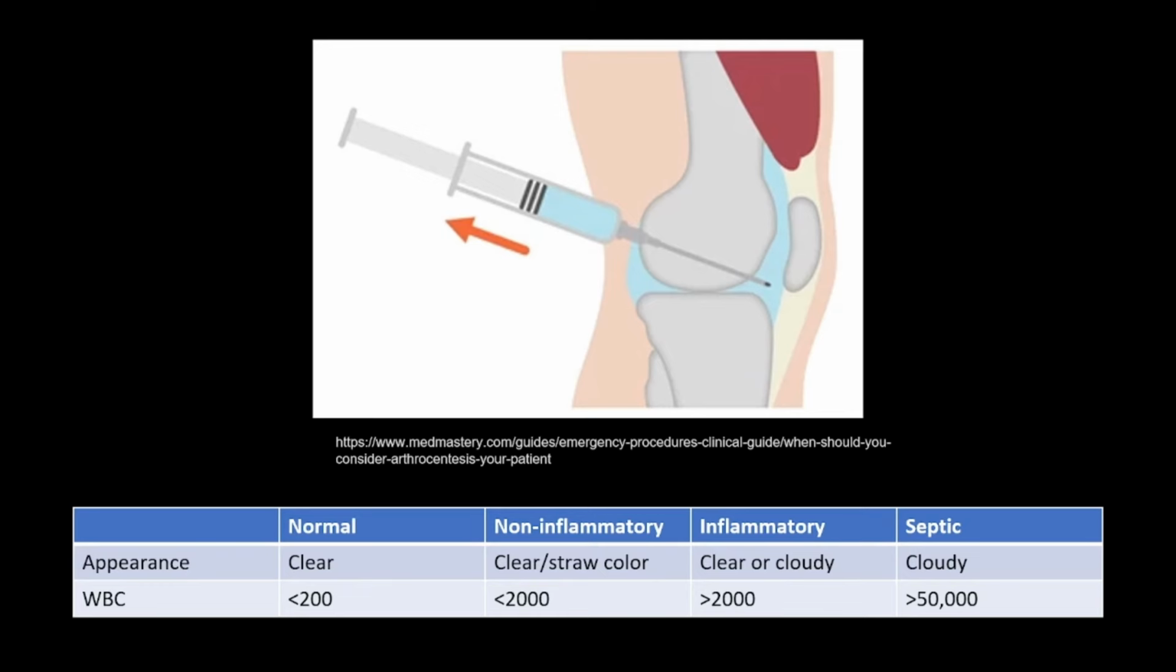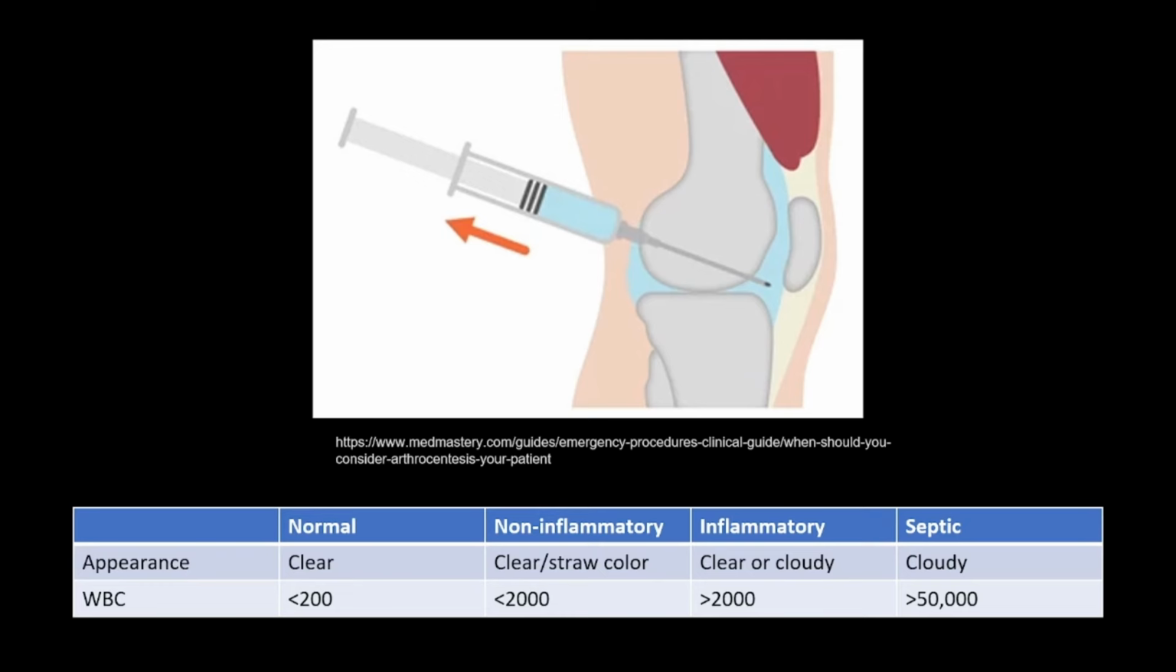So normal synovial fluid should have less than 200 white blood cells and be clear in appearance. Non-inflammatory fluid is clear or straw colored and has less than 2,000 white blood cells. An inflammatory etiology would have greater than 2,000 white blood cells and still be clear or cloudy.